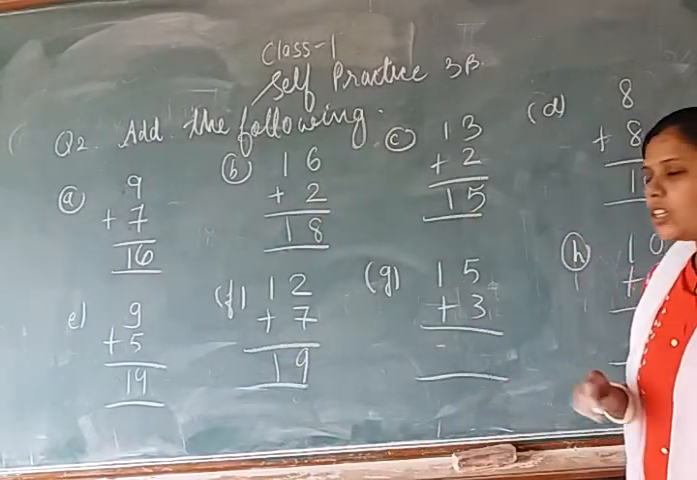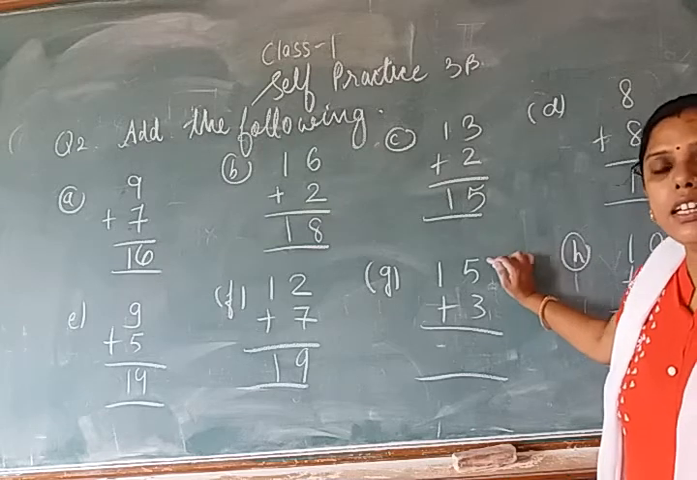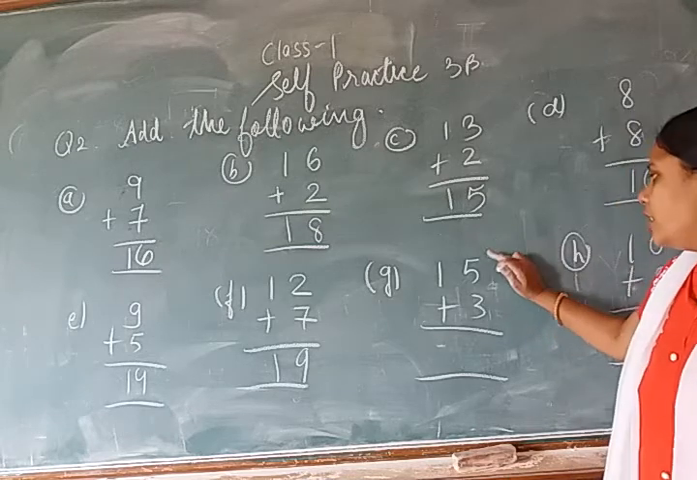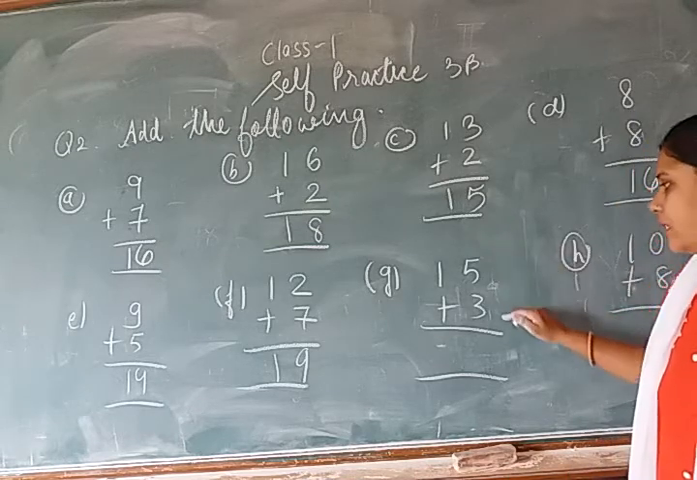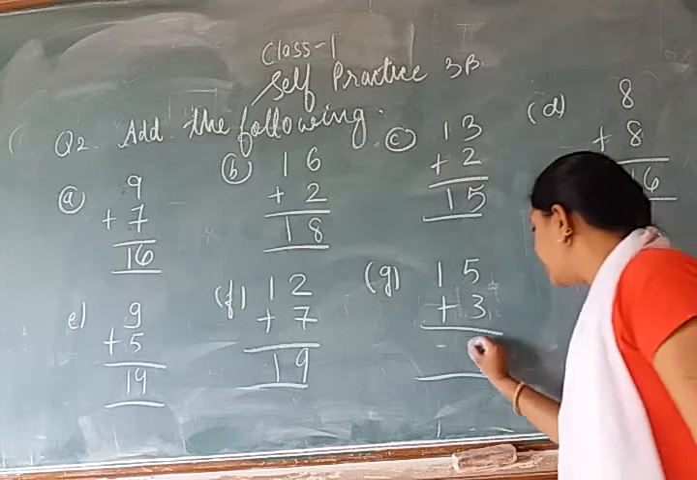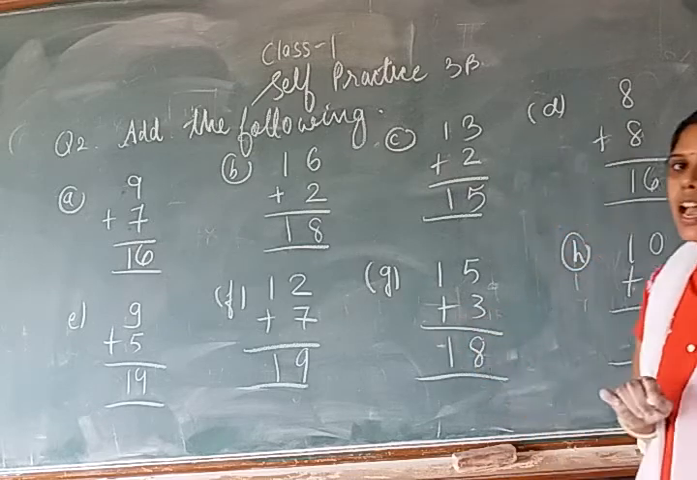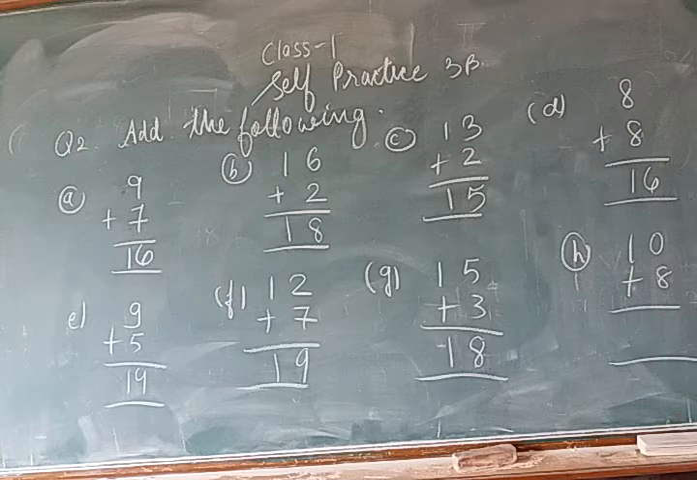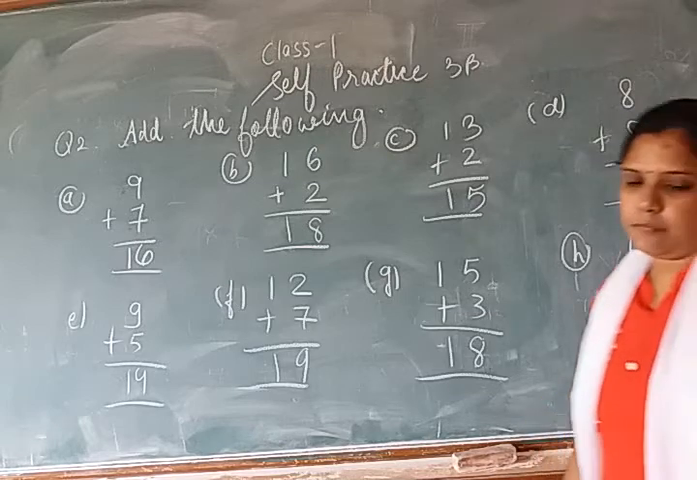Come to the next question. Again add the digit at ones place. So digit at ones place is 5 plus 3. 5 plus 3 is 8 and 1 will be as it is. Now come to the next question. 10 plus 8. So digit at ones place, 0 plus 8. 0 plus 8 is 8 and 1 will be as it is.